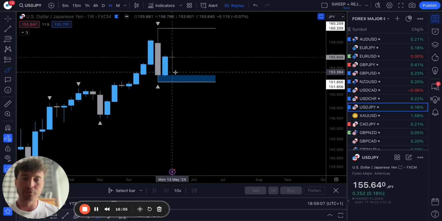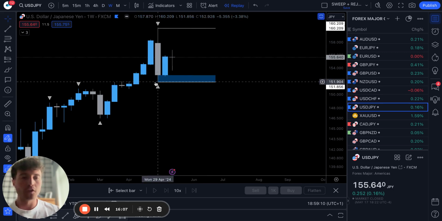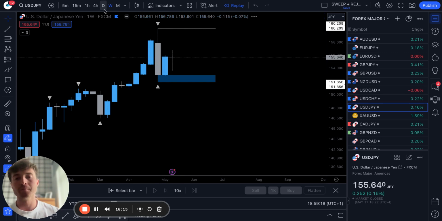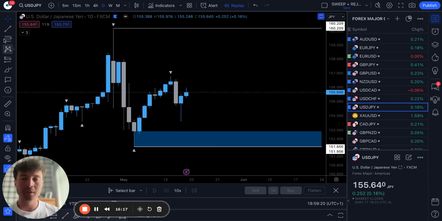This is the weekly time frame. Here we've got the lows at 151,900. Weekly fractal lows. This is where buyers recently stepped into the market, on the higher time frame.